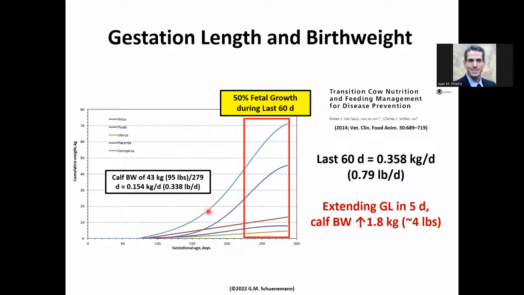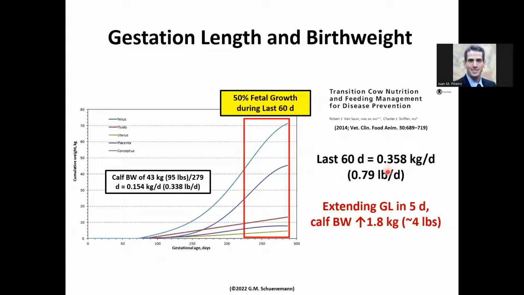And that is not the case, because in the last 60 days, when the cows are dry, right, is when you have an exponential growth, right? You have an exponential growth. So if we only look at the last 60 days of pregnancy, right? So you get almost to 0.8 pound a day, or almost 0.4 kilos a day, right?